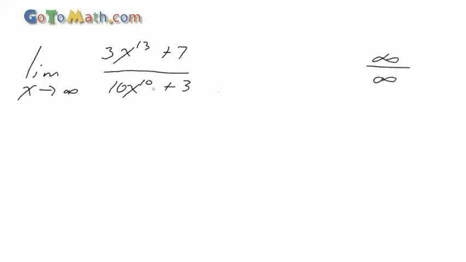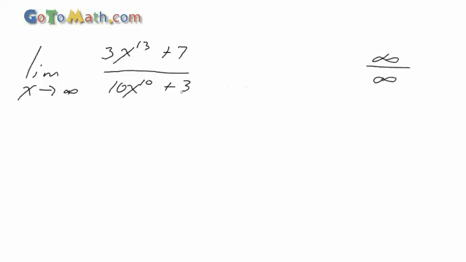So we have 3x to the 13th plus 7 over 10x to the 10th, and that's plus 3. So as you can see here, what's happening to the numerator, if we had to break this up into two separate limits, right? This is going to infinity, the numerator is, and the denominator would also be going to infinity as x gets larger and larger, right? And that's going to go to infinity. Okay.